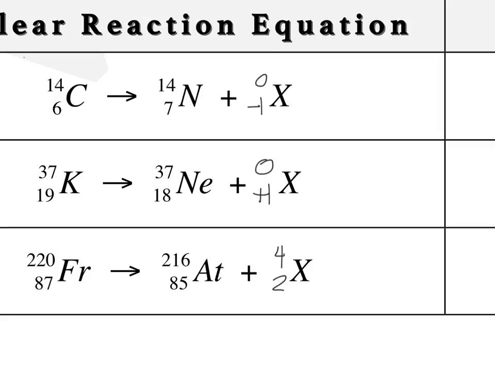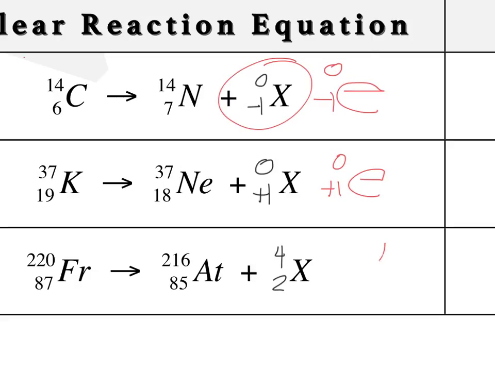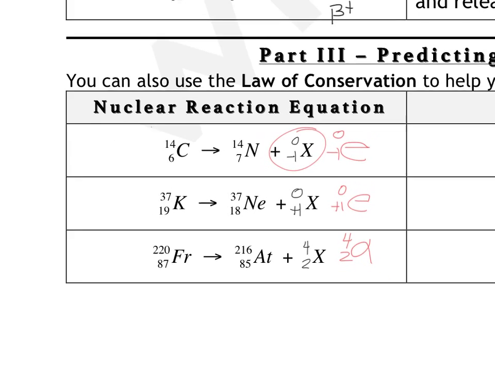For instance, the identity of the first particle has to be a beta. The identity of the second particle has to be a positron. And the identity of the fourth particle has to be an alpha. I'm going to zoom out a bit.